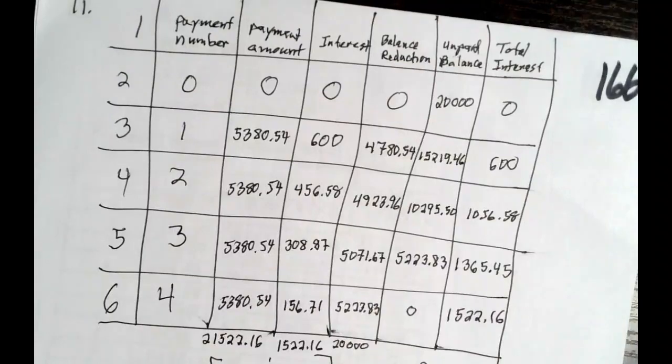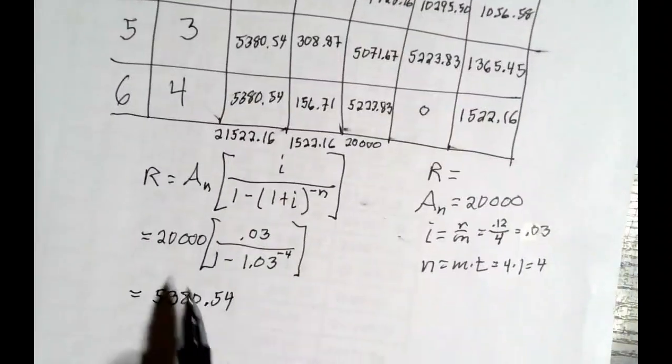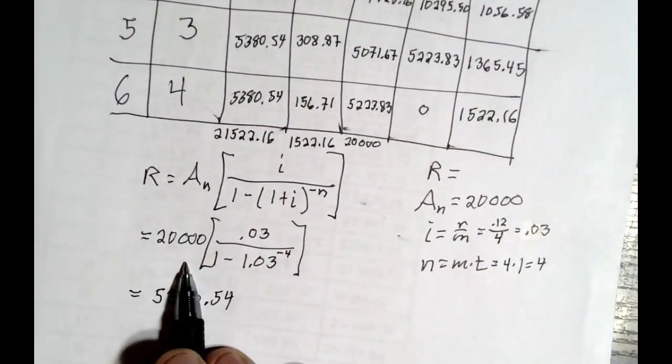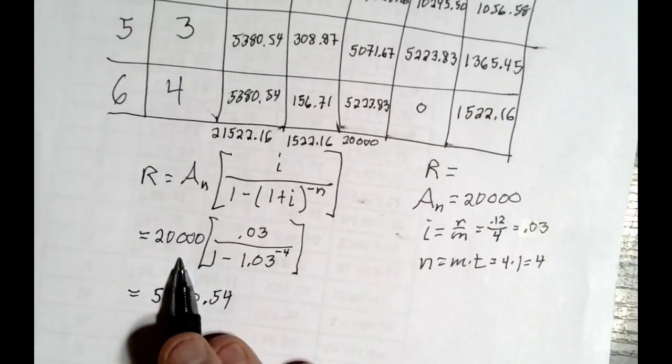11, same idea. You're borrowing 20,000 for 1 year at 12% compounded quarterly.